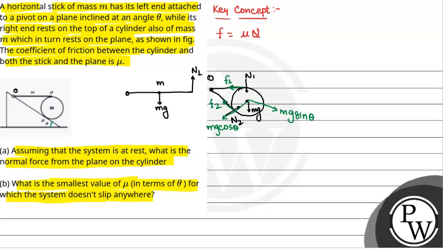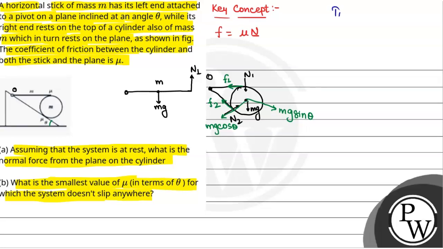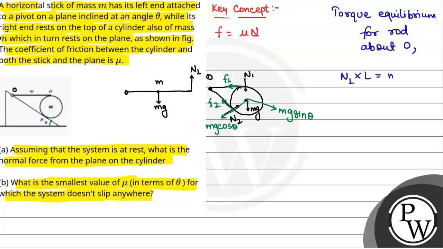Now we will balance torque for the rod about point O. If the length of the rod is L, we will have N1 into L equal to mg into L by 2. So from here we have N1 equal to mg by 2. Okay, we have to find the normal reaction from the plane to the cylinder, that is N2. So this N1 is the normal reaction from the cylinder to the stick, or from the stick to the cylinder.